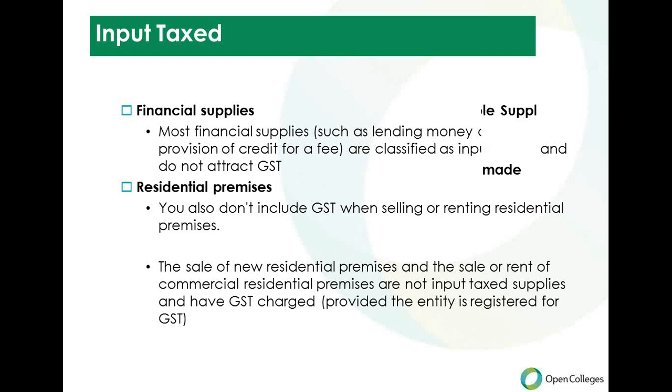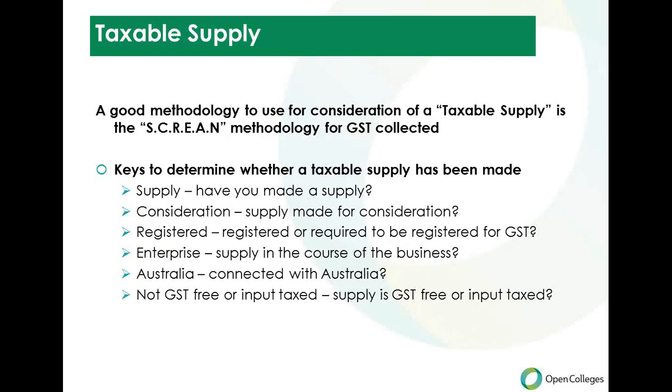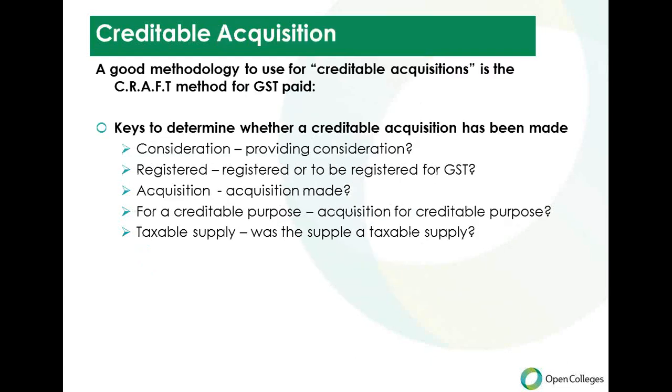Now, it's always a good idea to think about the methodology behind taxable supply and GST collected, and that's known as the SCREEN methodology. Basically what that says is: supply, have you made a supply? For consideration, is the entity registered or required to be registered for GST? Is the enterprise supplying in the course of the business? Connected with Australia? And finally, it's not GST free or input taxed. So when you're going through any income items, it's always a good idea to consider that SCREEN methodology.